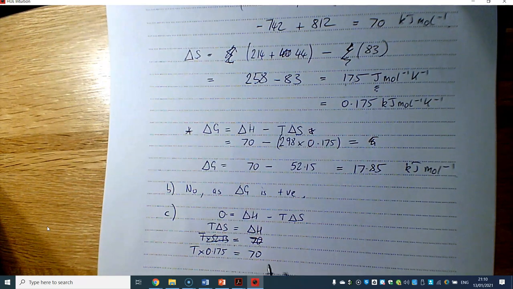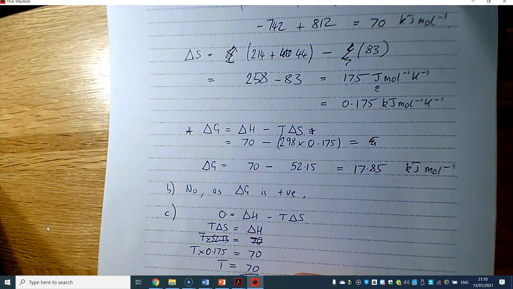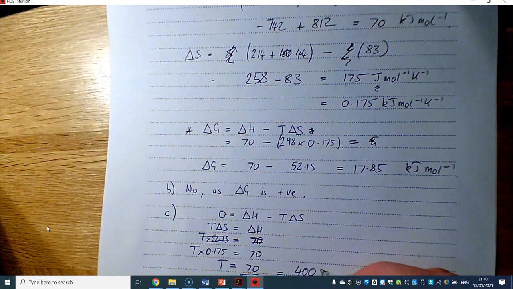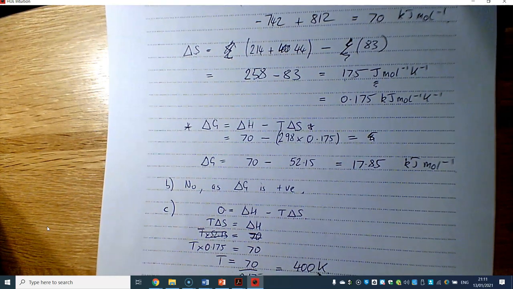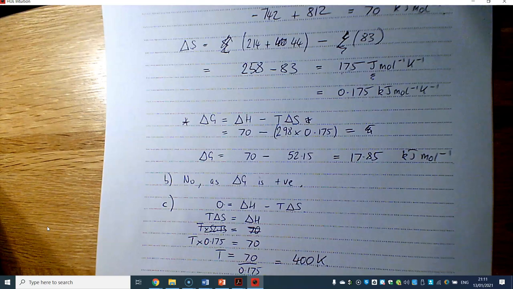And so we can rearrange this to make T the subject of the equation. T is equal to 70 divided by 0.175. What does that come to? 70 divided by 0.175. And that's 400 Kelvin. So that's the temperature at which delta G goes from being positive to negative.